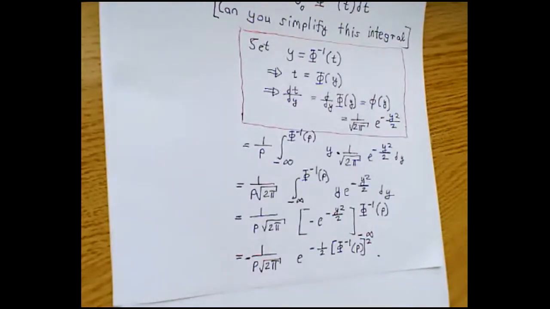All right. You guys okay or not? Yeah, so then you take the limit. The limit at minus infinity is 0. The limit at this is simply this times the minus outside, right? So this is the final answer to the expected shortfall.